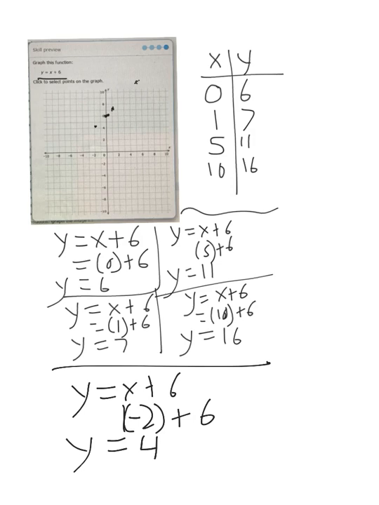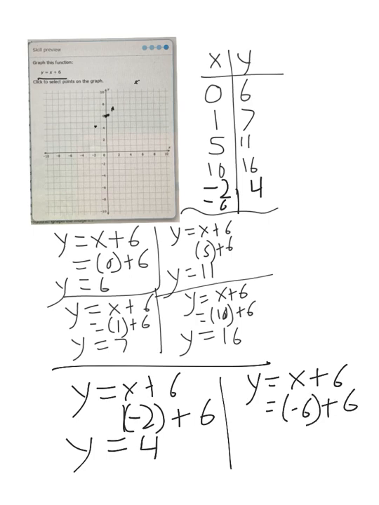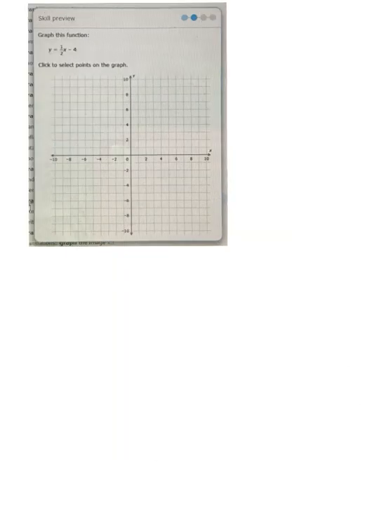I'm going to do one more. Sorry, I should have added that in there. When it's -2, y equals 4. Let's do, how about -6? y equals x plus 6. When x is -6, -6 plus 6 equals 0. y is 0. So -6 and 0. And I think that will make a straight line through there. Good work.